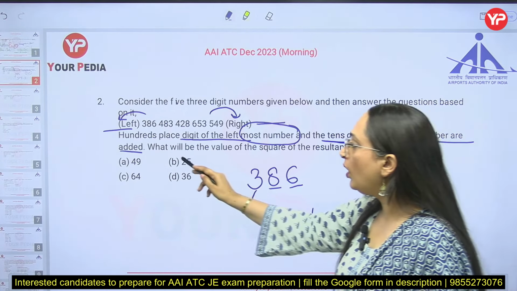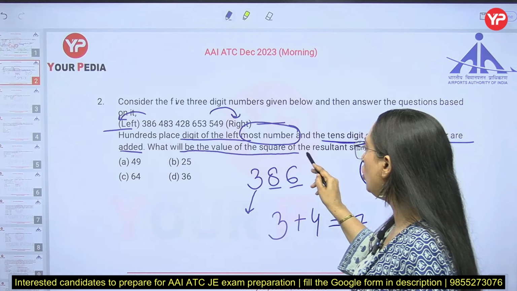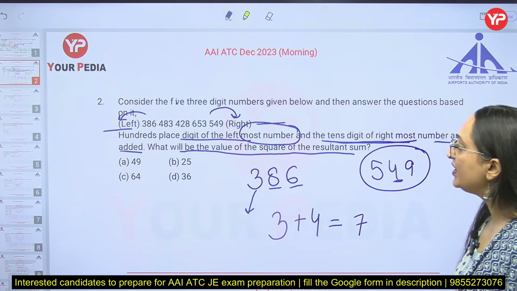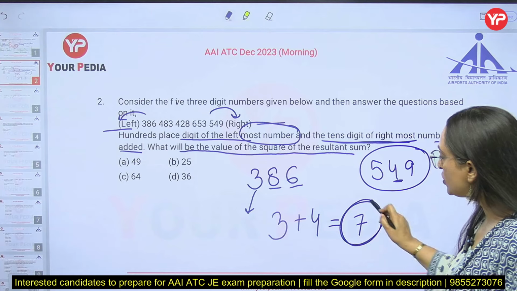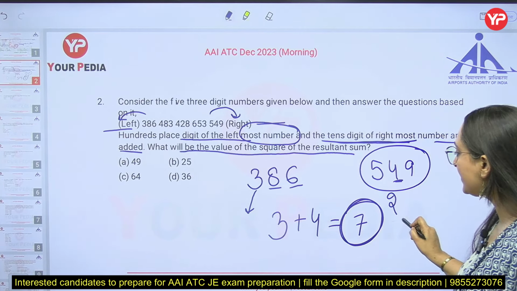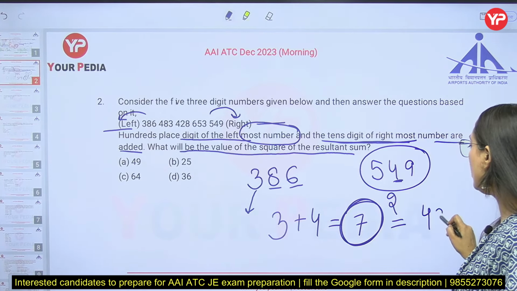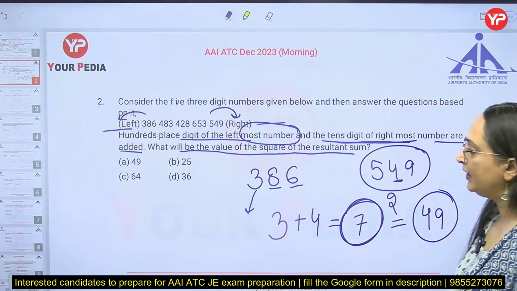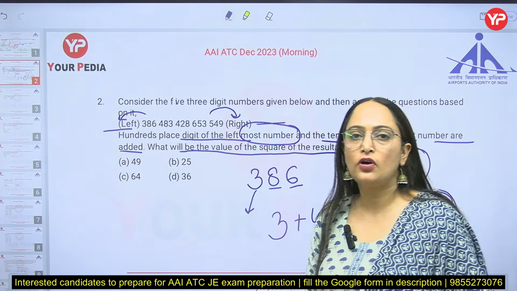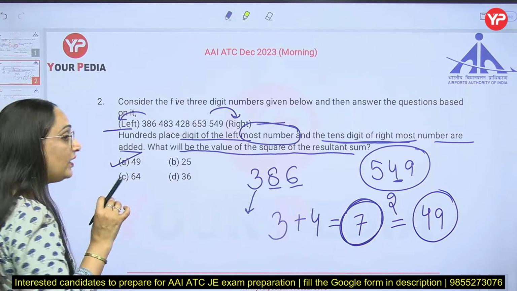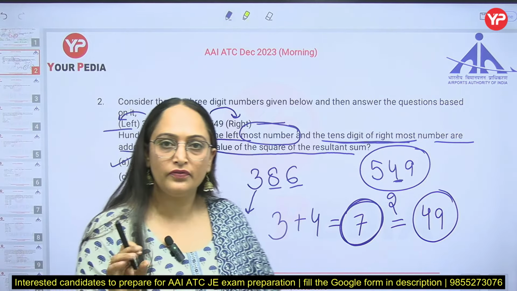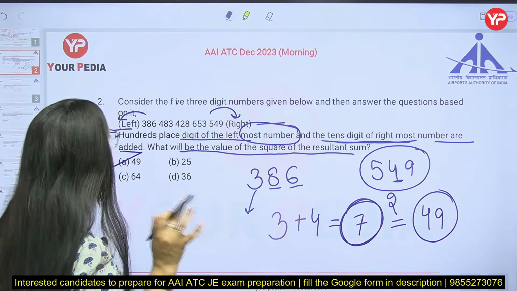Now, what will be the value of the square of the resultant sum? Now we have to check the square of this number. What is the square of 7? Square of 7 is 49. So students, the answer of this question is 49. This question is very easy. Only read the question carefully, then you can get your answer.